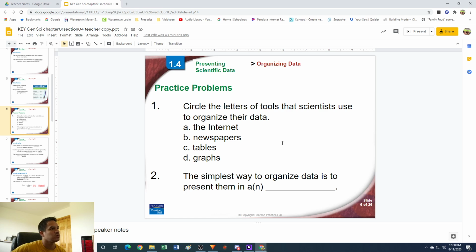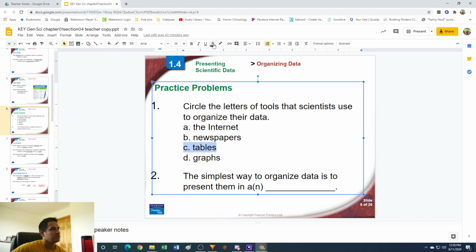Circle the letters of tools that scientists use to organize their data. So this was in the notes itself, but we organize our data usually with data tables and or graphs. Just to remind ourselves, data tables are very helpful during the experimenting process to write down and record information. Graphs are helpful after the experiment is over and we want to convey some information better. But either way, both are good ways to organize our data.